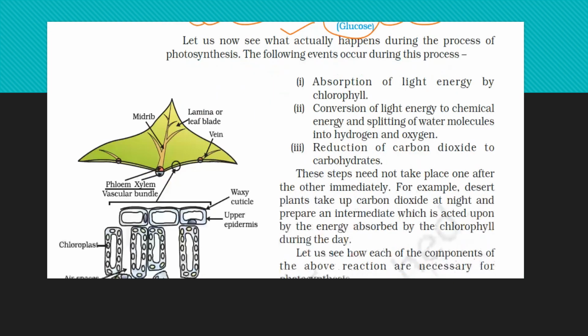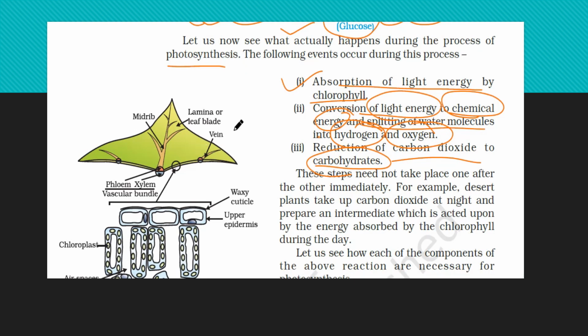Now let us see what actually is happening during the process of photosynthesis. In detail, we are discussing absorption of light energy by the chlorophyll, conversion of light energy into chemical energy, and the splitting of water molecules into hydrogen and oxygen in the reaction. Okay, so step by step, the reduction of carbon dioxide to carbohydrates has formed. So now let us see what this is.